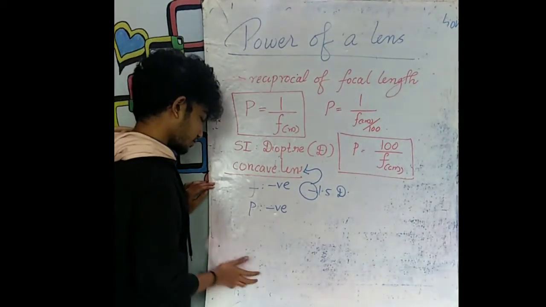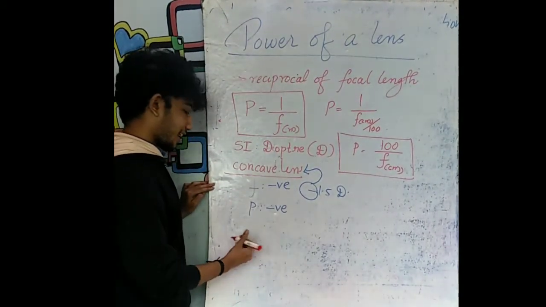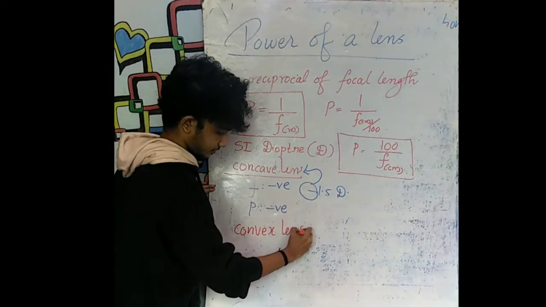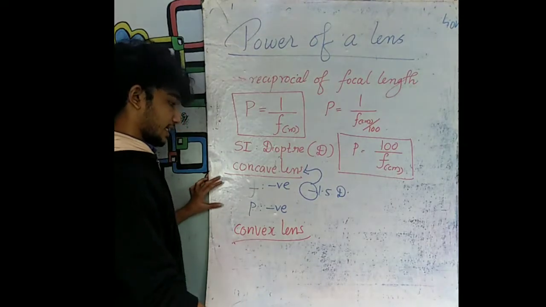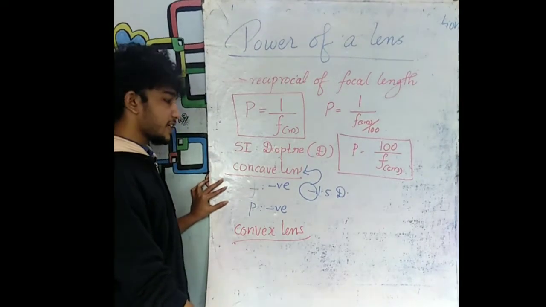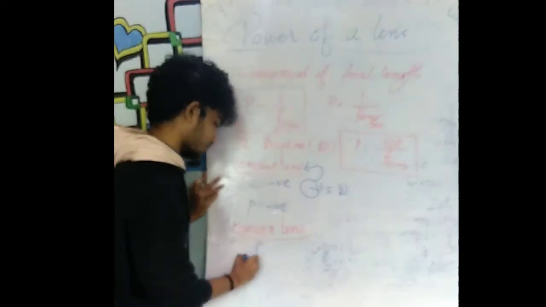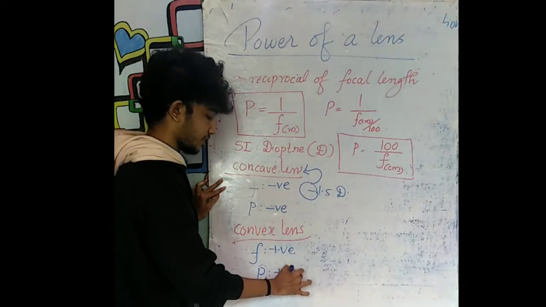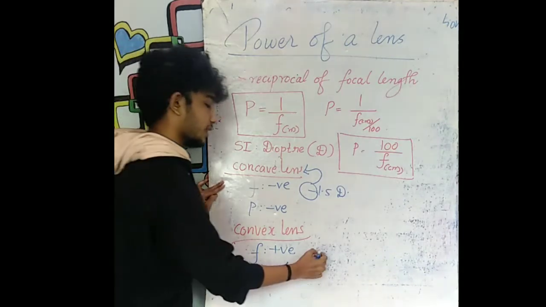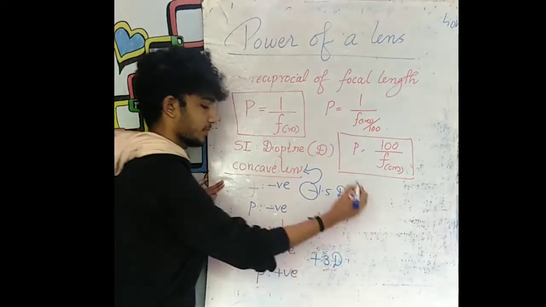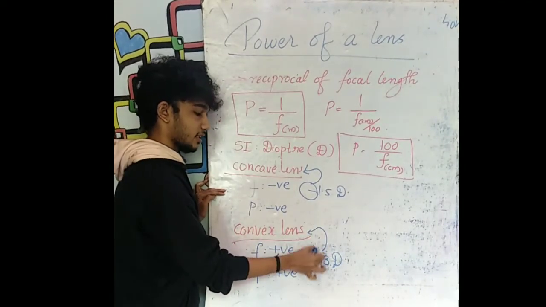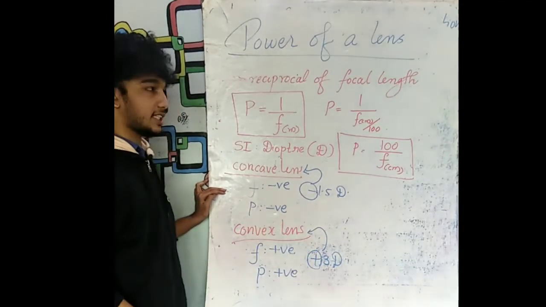And in the case of a convex lens, generally the focal length is positive. F is positive, hence P also will be positive. So if in the question you are given the power of plus 3 diopter, then what will be that lens? Nothing but convex lens. Just by looking at the sign we should understand.